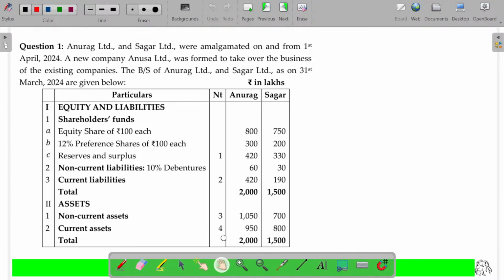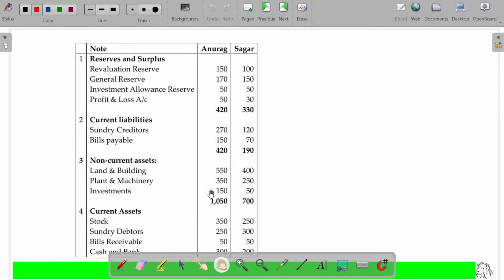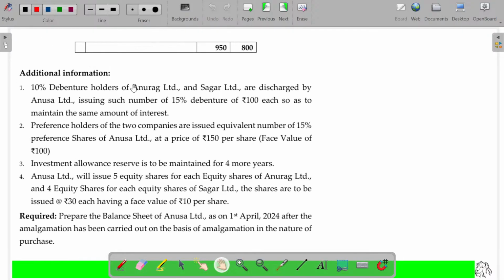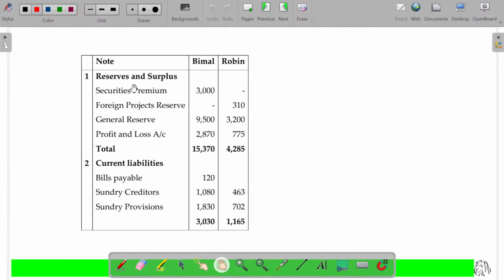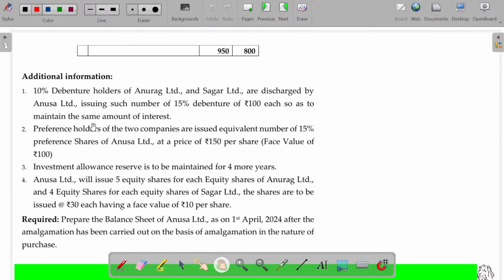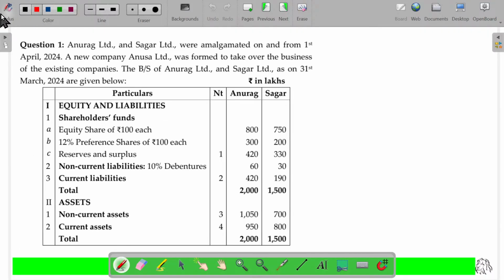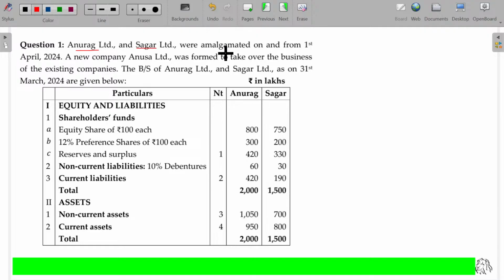Let's see what happens here. Anurag Limited and Sagar Limited were amalgamated on and from 1st April 24. A new company, Anusha Limited, was formed to take over the business of existing companies. So these two companies are merging with the new company, Anusha. Is that clear?